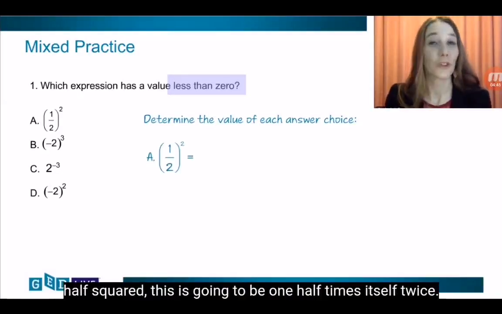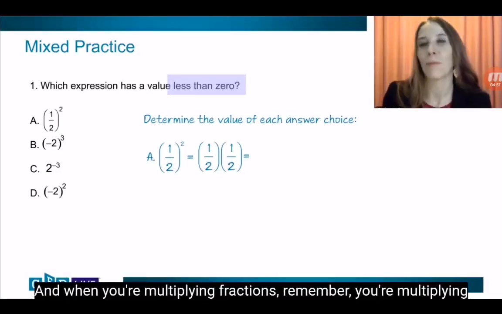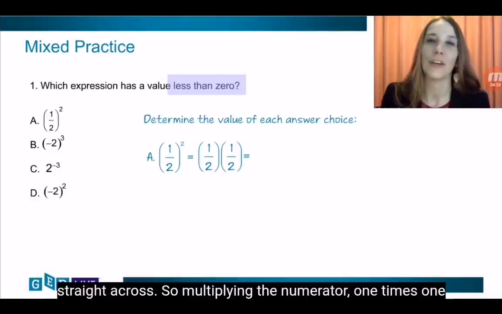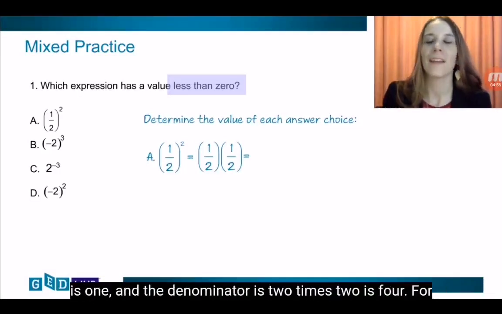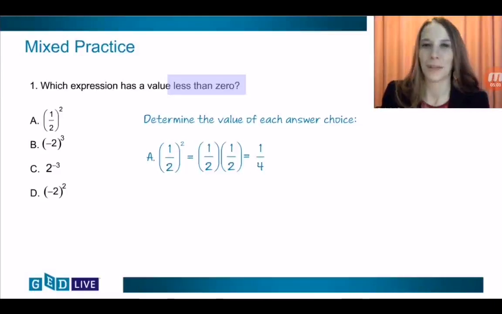Well, 1/2 squared is going to be 1/2 times itself twice. And when you're multiplying fractions, remember you multiply straight across. So multiplying the numerators, 1 times 1 is 1, and the denominators, 2 times 2 is 4, for a total answer of 1/4. Well, this is not less than 0, so we can eliminate answer choice A.